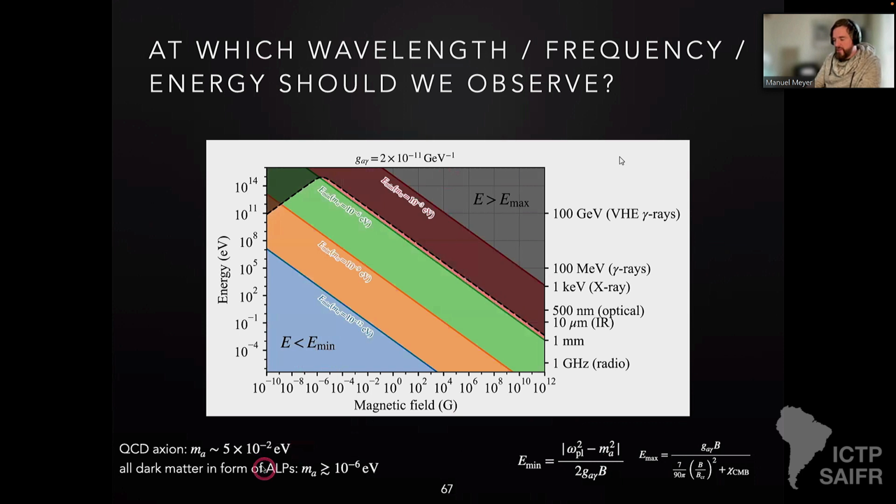All dark matter in the form of axions, for this coupling, we have it for masses above 10 to the minus 6. So there's actually just a little tiny window left here. Okay, so it will be hard to discover dark matter axions with this coupling.